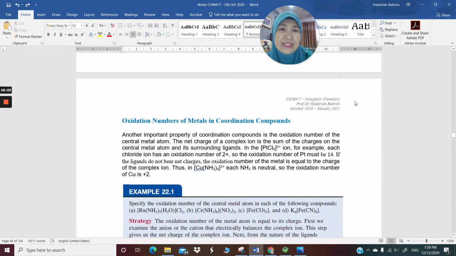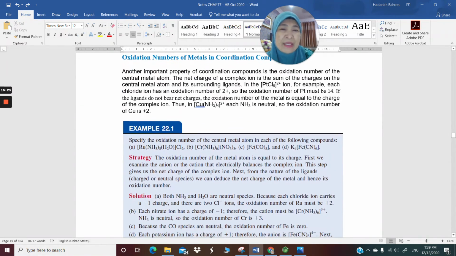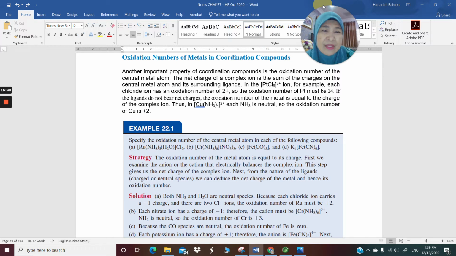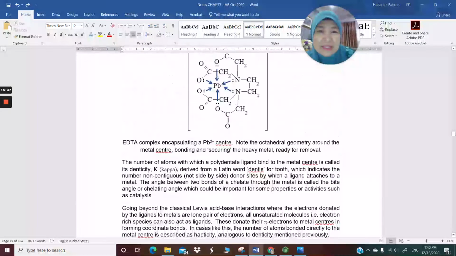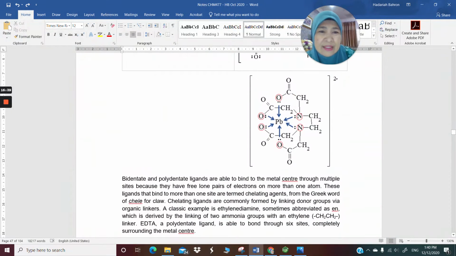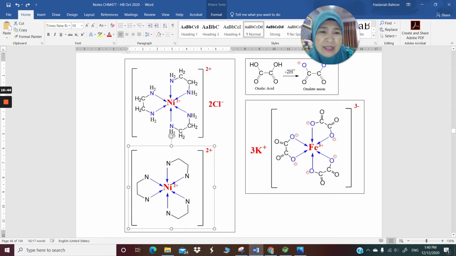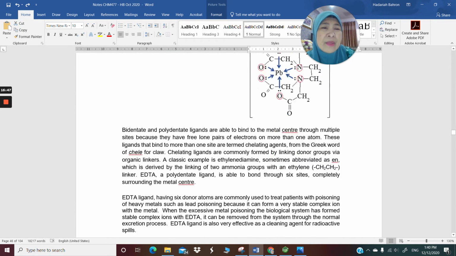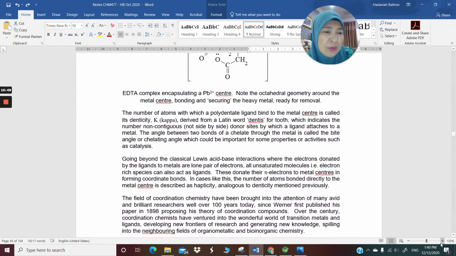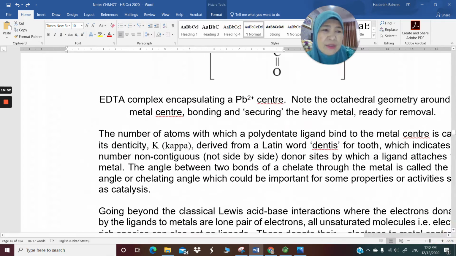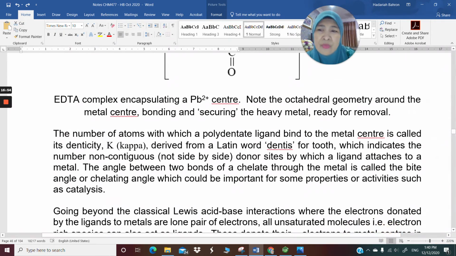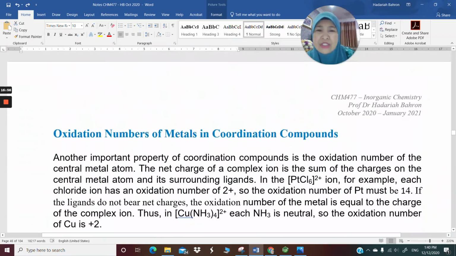That is the recap of my lecture 11. So I'm going to continue with oxidation number of metals in coordination compound. As you can see previously, I did tell you that this nickel is 2 plus, this iron is 3 plus. So I'm going to explain to you now how we can calculate the oxidation number of the metal in your coordination compounds.